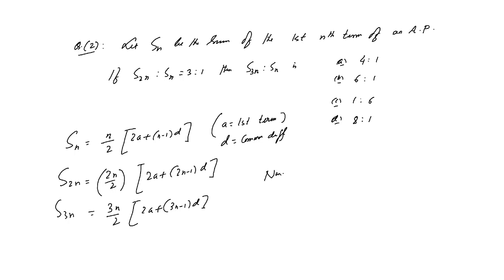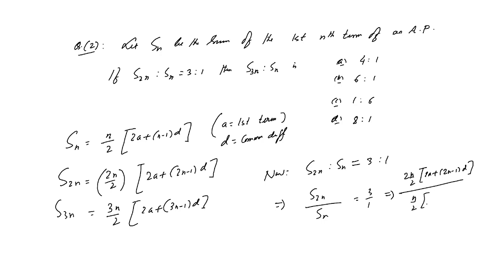Now it is given S2n to Sn is 3 is to 1. So we can write S2n by Sn equals 3 by 1. That means (2n by 2 times (2a plus (2n minus 1) into d)) by (n by 2 times (2a plus (n minus 1) into d)) equals 3 by 1. Just calculate it, and after simplification, you will see the value of 2a equals d into (n plus 1).